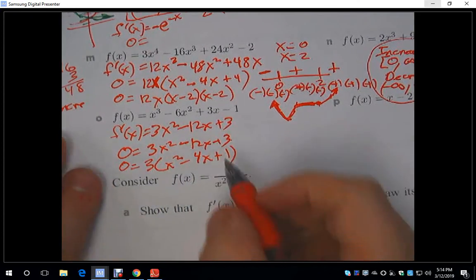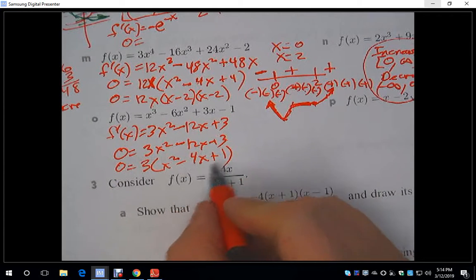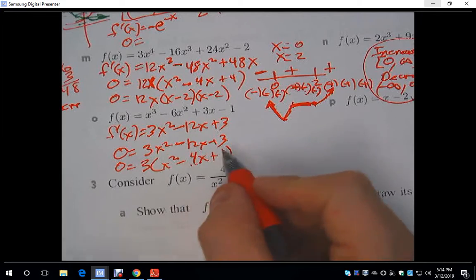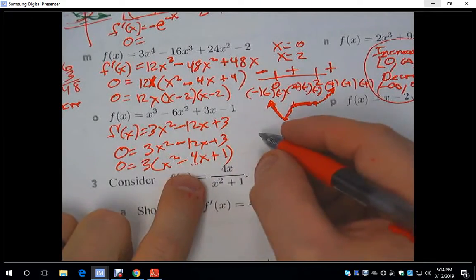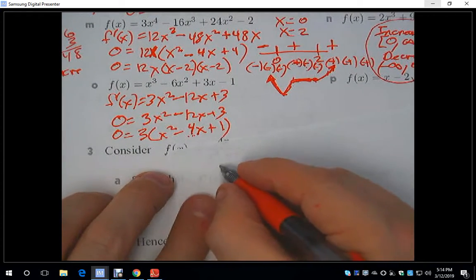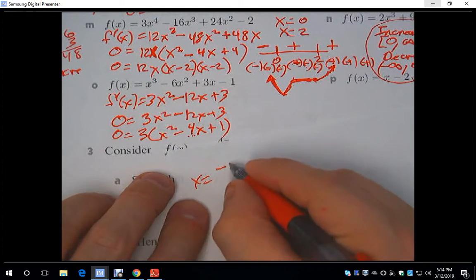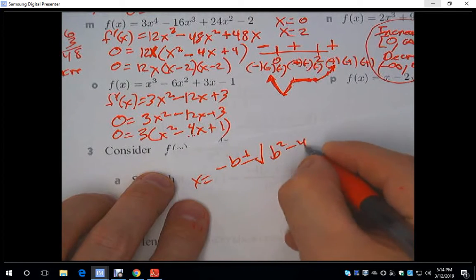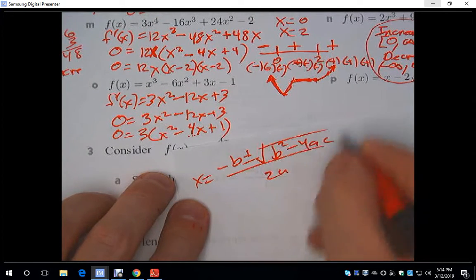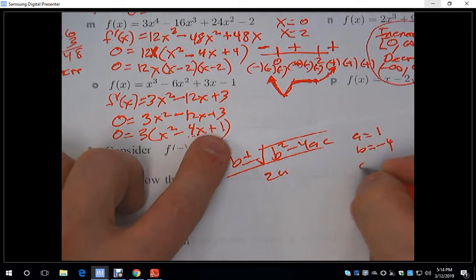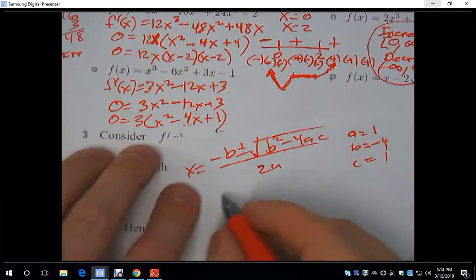And to me it looks like, what times what gives me 1, but when I add them I get 4? In this particular case, I'm going to have to use the quadratic formula of x equals negative b plus or minus the square root of b squared minus 4ac all over 2a, where a is 1, b is negative 4, and c is 1. And so I'd have to actually plug all these in.